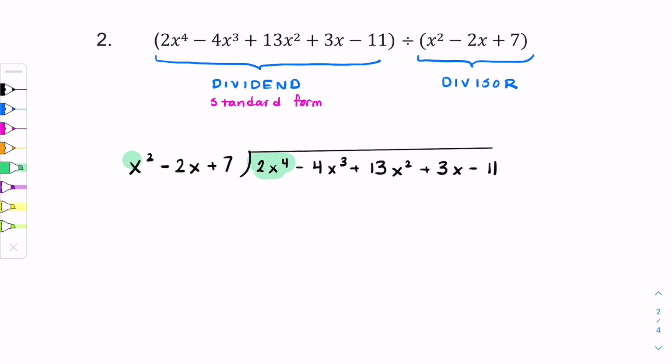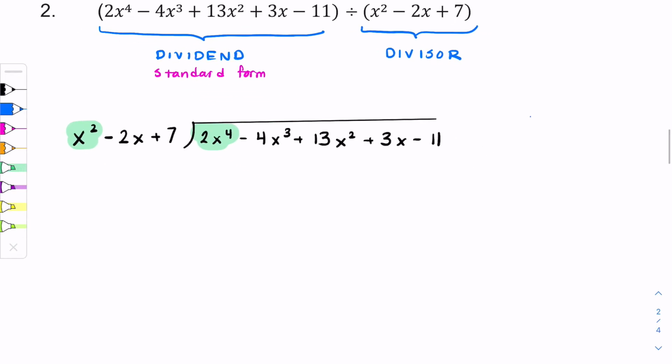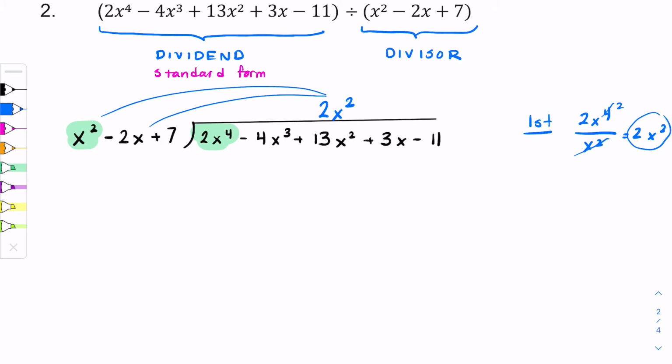So we're going to look at our first two terms, and we're going to divide them out. 2x to the fourth divided by x squared is going to give you 2x squared. That's the first term in your quotient, and we're going to line it up with the squared terms. You're going to multiply this by all three terms in the divisor. 2x squared times x squared is 2x to the fourth. 2x squared times negative 2x is negative 4x cubed. 2x squared times 7 is positive 14x squared.